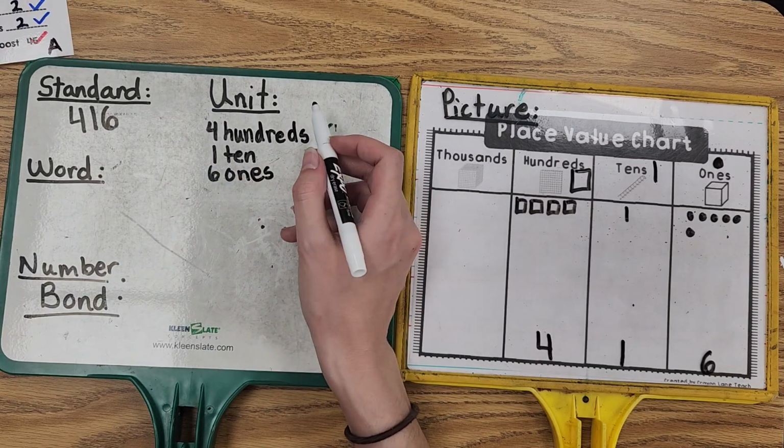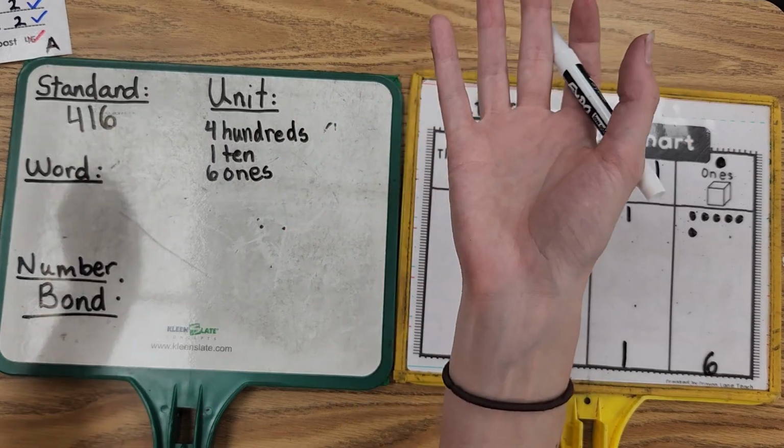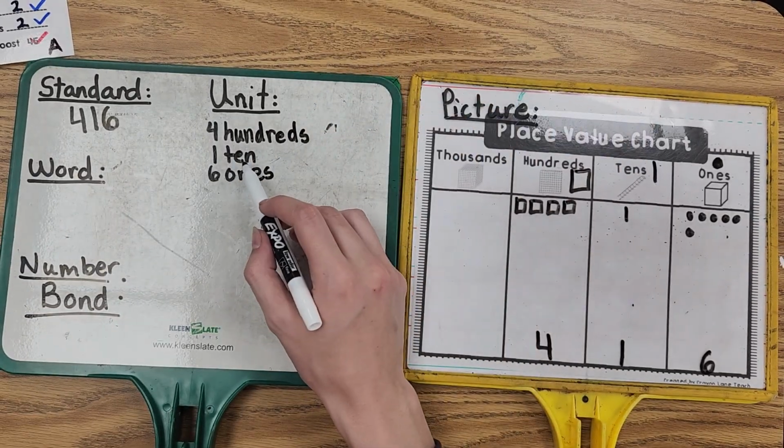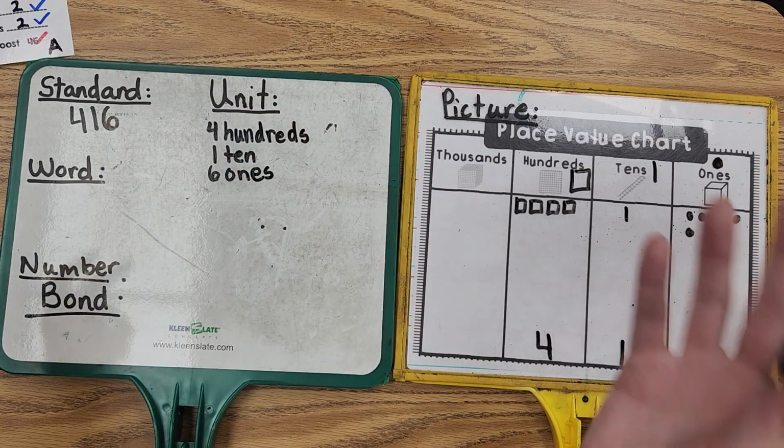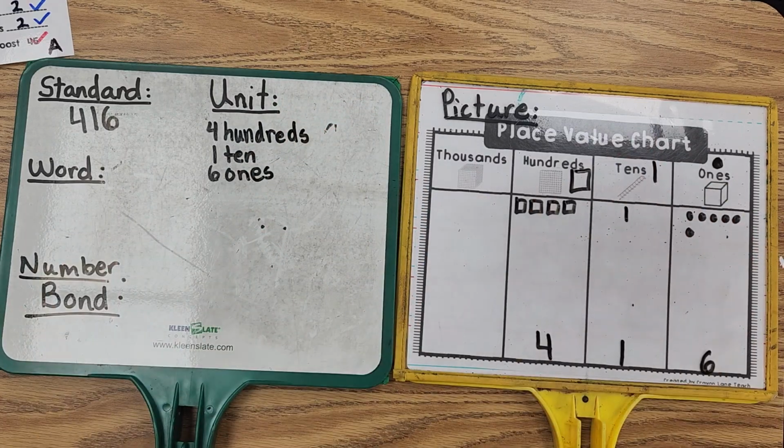Now with the unit form, sometimes on our Eureka stuff, it'll have them out of order, where it'll say 6 ones, 4 hundreds, and 1 ten, and it'll ask the students to put them together in the correct order. So that is something we do need to make sure that we are practicing.